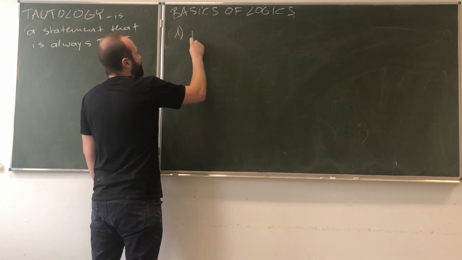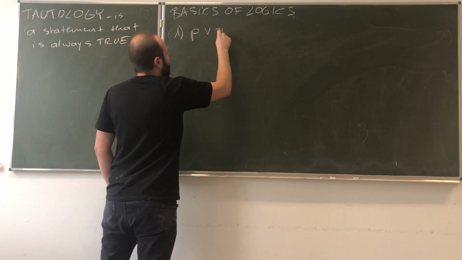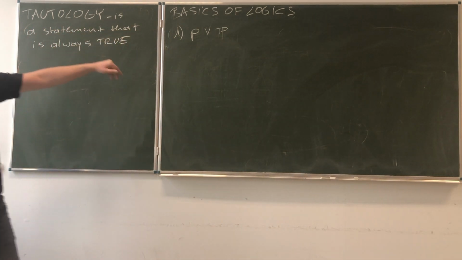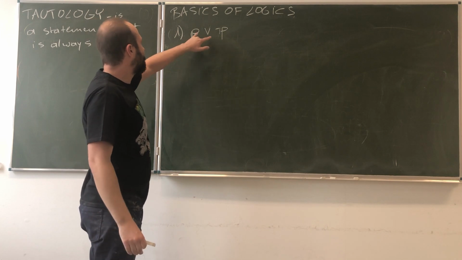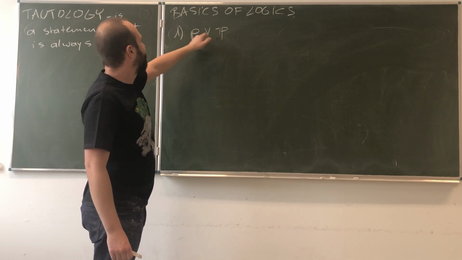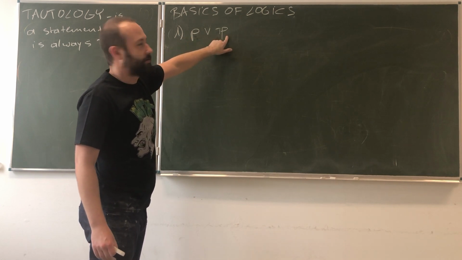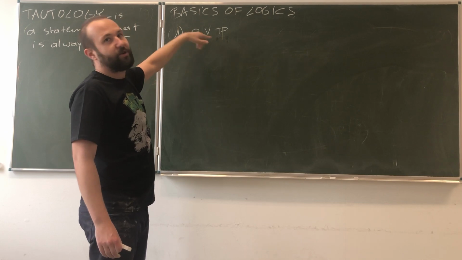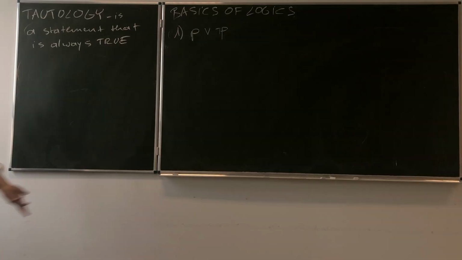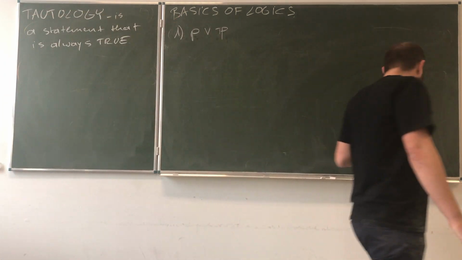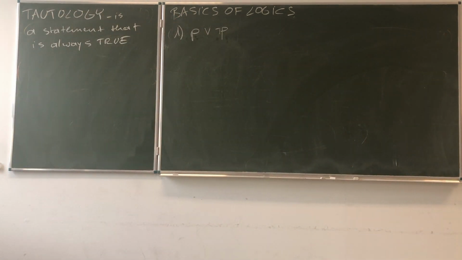For example, P or not P. I don't think we even have to prove it. Look, if something is true, P can be either 1 or 0, right? So if P is 1, not P is 0. If P is 0, not P is 1. Alternative requires the 1 to be true for the entire statement to be truthful. So even without a formal proof, we can see that this statement must be a tautological statement.